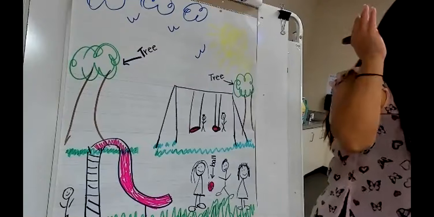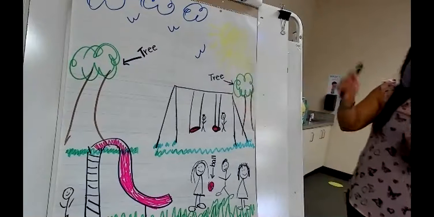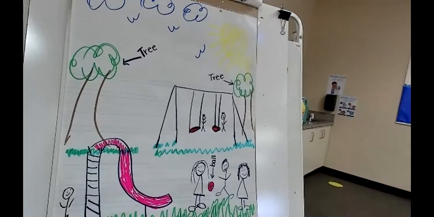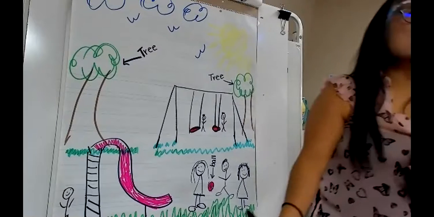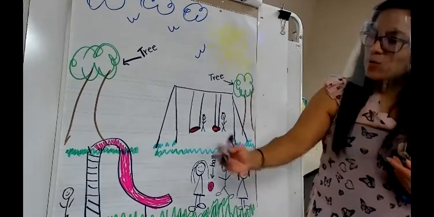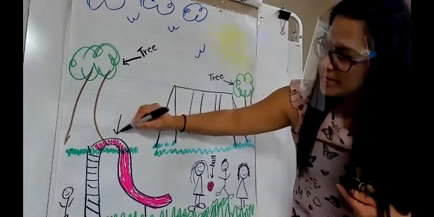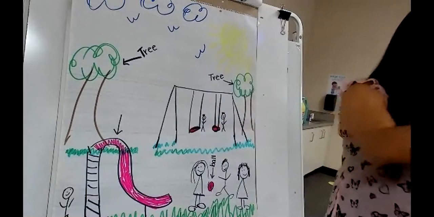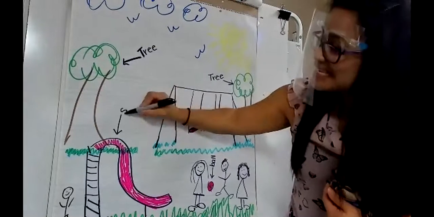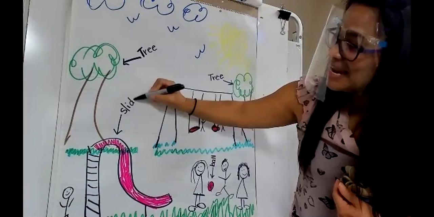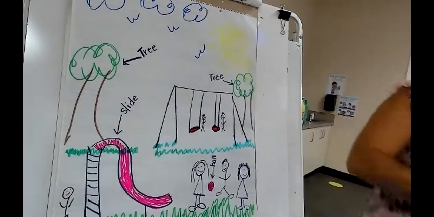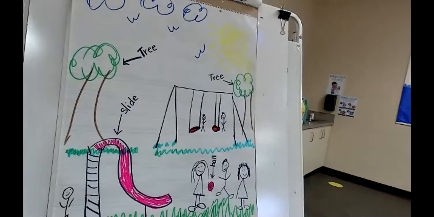What else do we see? How about Petra? What else do you see that we can label? The slide. Slide. What does it begin with? What sound do you hear at the beginning of that word? S. Yes. Slide. How about somebody at home who can help me? Let's see. I'm going to look.